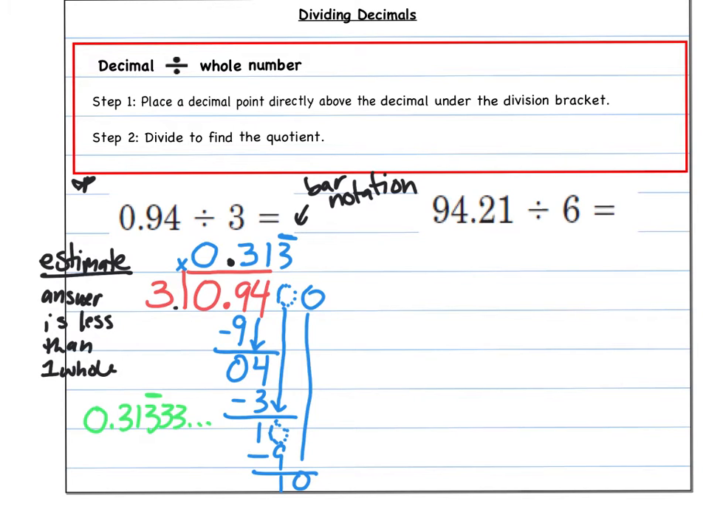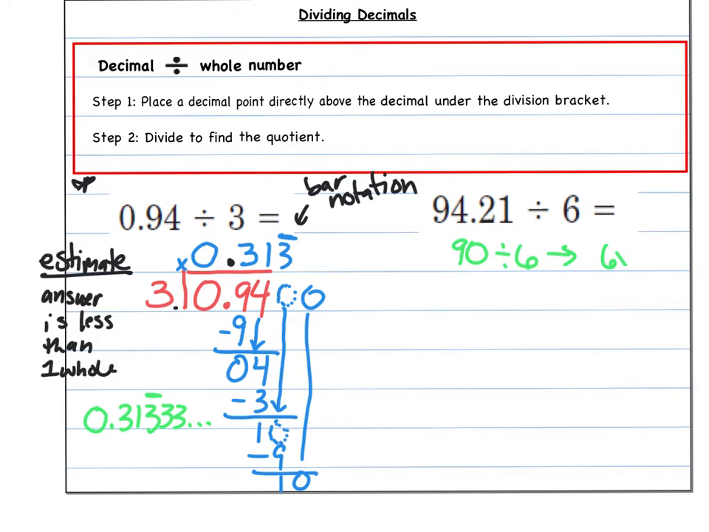Again, if you have questions or need to pause and go back and rewind, that's great. So on this one, I'm going to estimate first. What I notice is that this is close to 90. 90 divided by 6. I'm thinking in my head, and you don't need to write all this down if you don't want to, but this is what I know.